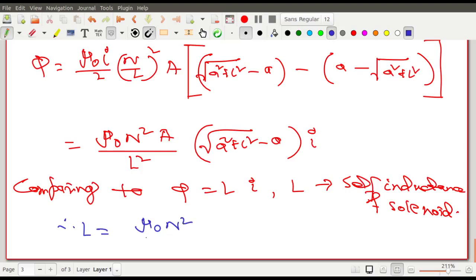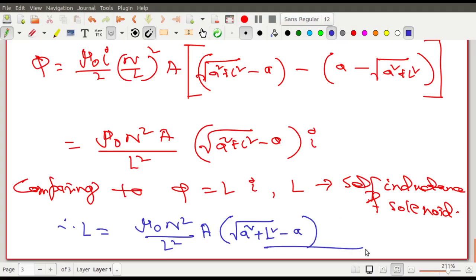mu 0 n square by l square capital A, and then I have root of a square plus l square minus a square plus l square minus. So that's the final. Now you see that 2L is disturbing me. I have taken it to be capital L, but finally I understand that capital L is going to create a problem. So the length of the solenoid, you make all of them small l.